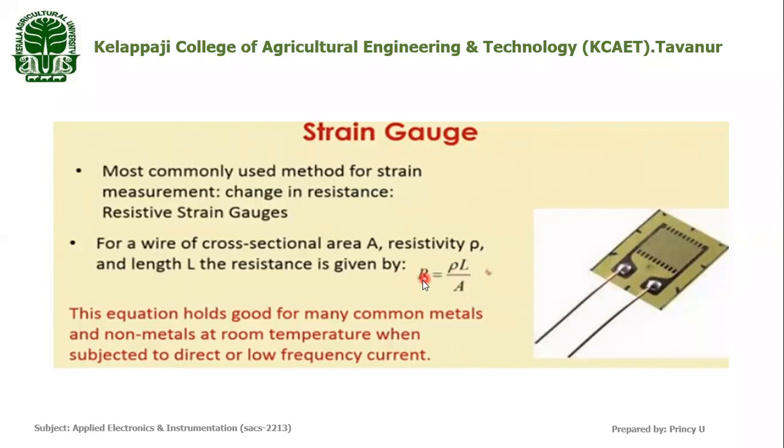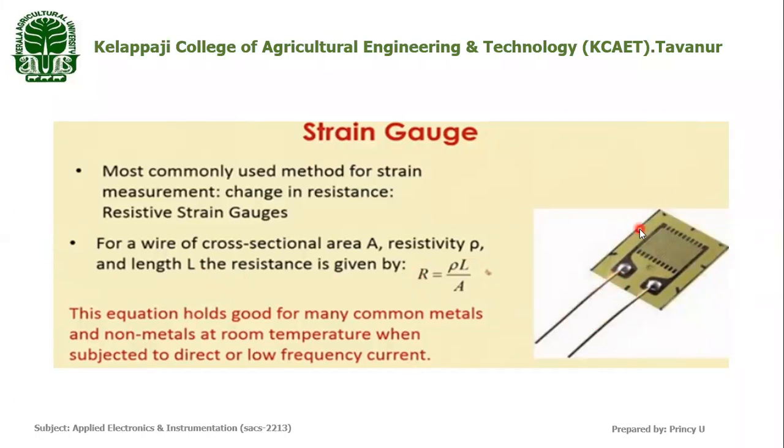We can change the resistance of a material. The resistance of a material depends on the resistivity, the length of the material, and also the area of cross section. So by changing any of these properties, we can change the resistance of a wire or any conducting material. So we can use it here.